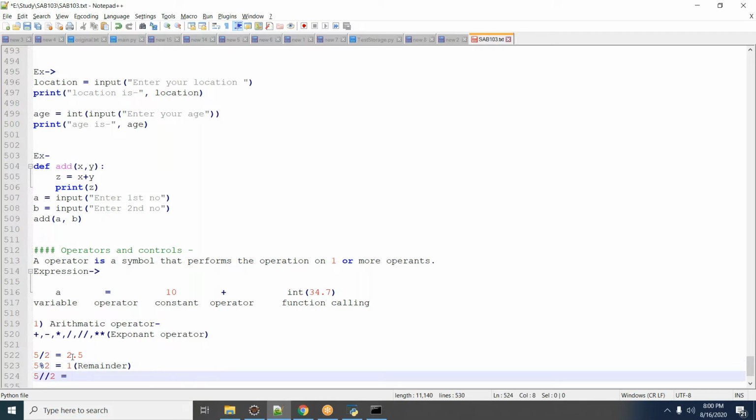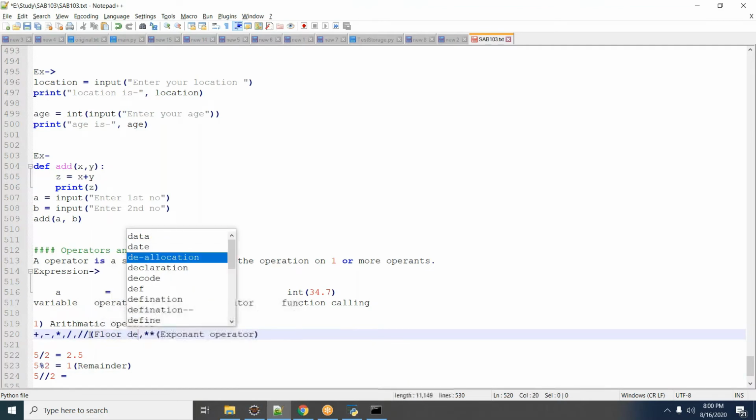5 double slash 2, this double divide, is known as floor division. Floor division.